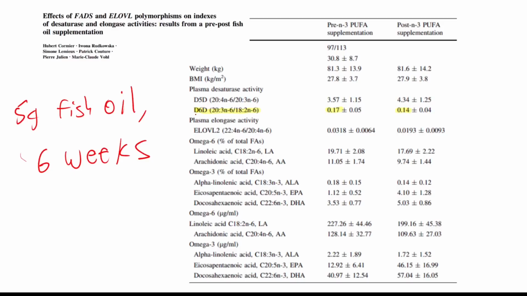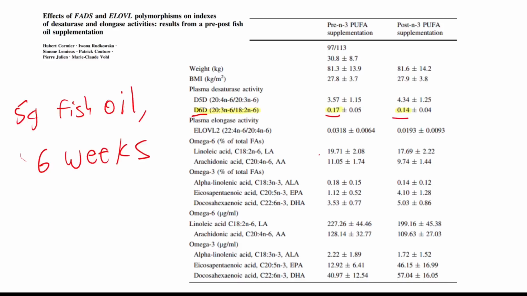And you can see here's their D6D activity. It actually goes from 0.17 at the start of the study all the way down to 0.14. So that's, I guess, about a 20% decrease in D6D activity. That's a really good thing.